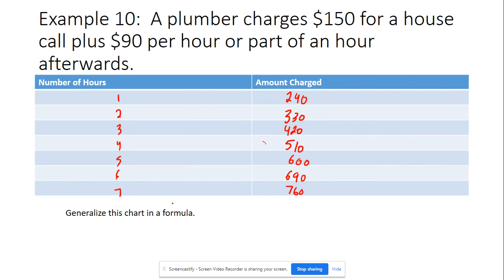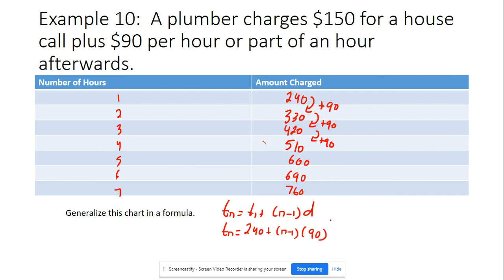All right, so really the idea is this is a form of an arithmetic sequence. The first hour is 240, then it's going plus 90 every time over here. So if I'm going to generalize this in a formula, I'm going to go Tn equals T1 plus (n minus 1)d. And again, the reason I can use this formula is because every time it's going plus 90, plus 90, plus 90, and so forth like that. So my formula will be Tn equals T1, which is 240, plus (n minus 1) times 90. It's my common difference.